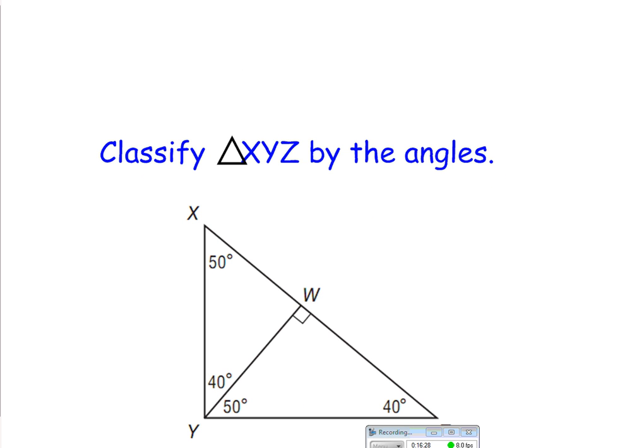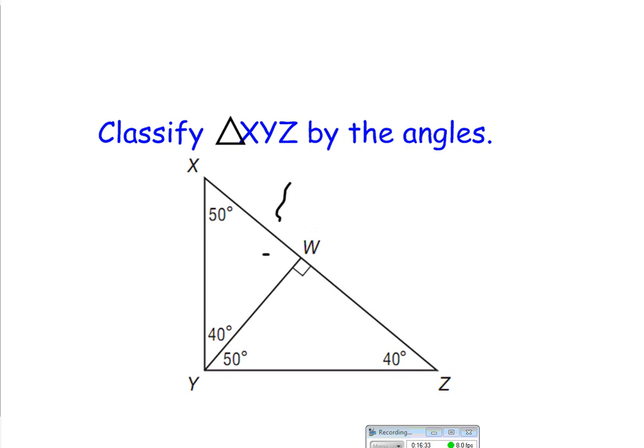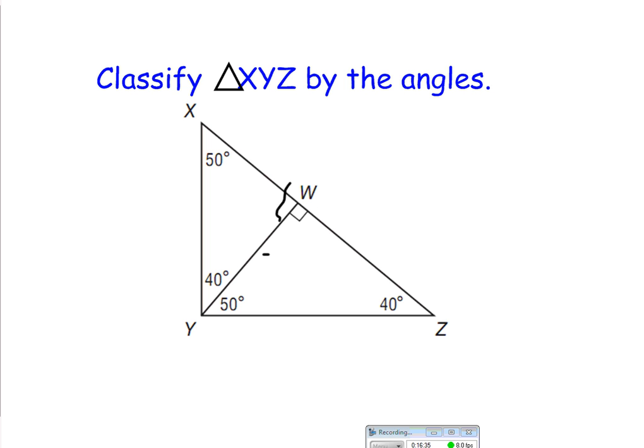Classify XYZ by the triangles. XYZ is the big one. So 50 and 40 add up to what? Yeah, 90. So that's going to be a right triangle.